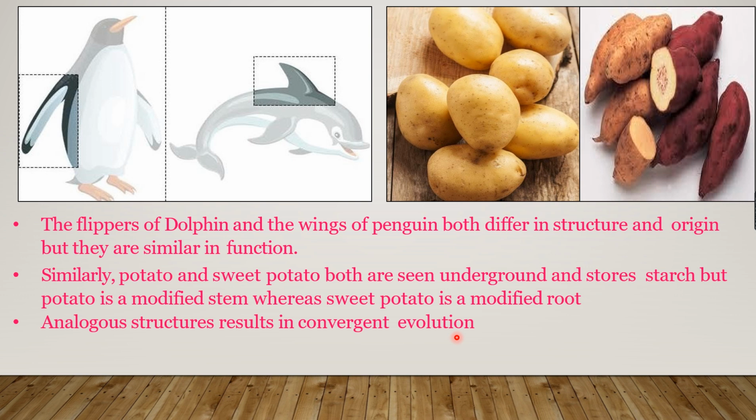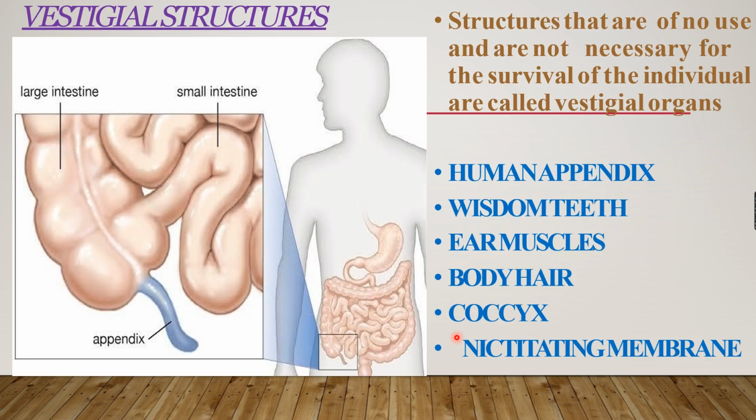Convergent evolution. So analogous structures result in convergent evolution. Now coming to the next, the third one, vestigial organs or vestigial structures. First of all, what is the meaning of vestigial organs? Useless organs. They are commonly known as organs or structures that are of no use and not necessary for the survival of the individual. These are not needed for survival, but we possess such traits because we have inherited them from our forefathers or ancestors.